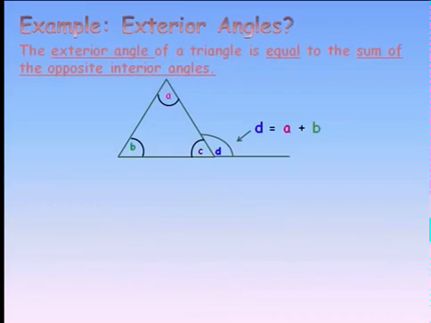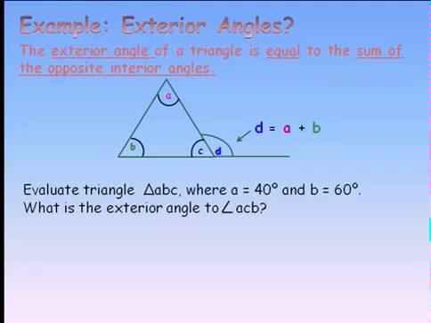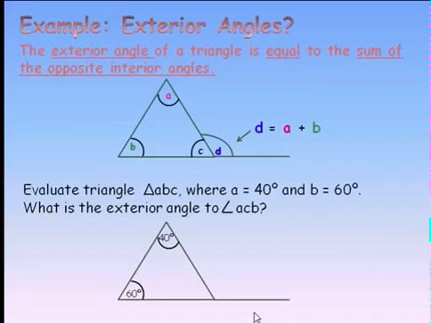So let's have a look at an example of an exterior angle. This is a question which is quite often posed in some textbooks. Evaluate, which just means work out, triangle ABC, where A is 40 degrees and B is 60 degrees. What is the exterior angle to ACB? So we know that the exterior angle is going to be here, so we want to work out angle D. So if we draw that triangle, what we can do is replace A with 40 degrees, B with 60 degrees, and we know that the angle is going to come out here because it's ACB, so this is going to be the exterior angle that we're going to try to work out.